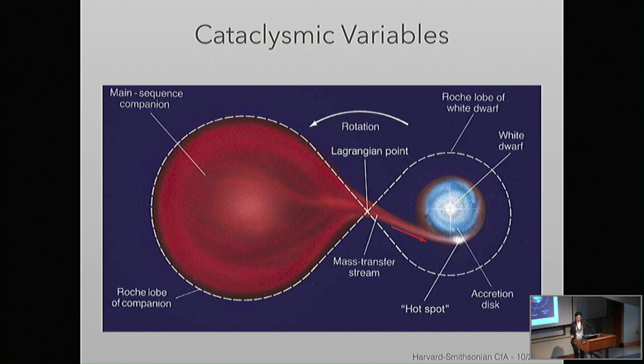So going back to the CVs, as I told you, this star is a cool star, and therefore it has these magnetized winds and is losing angular momentum through them. And because these systems are tightly locked, this is removing angular momentum from the whole system at a very efficient speed.